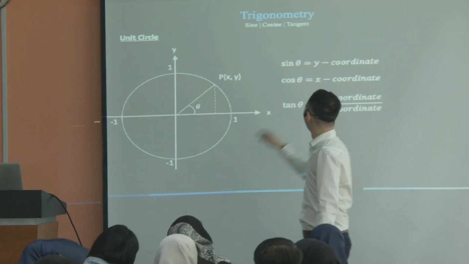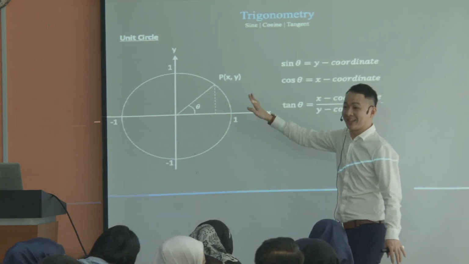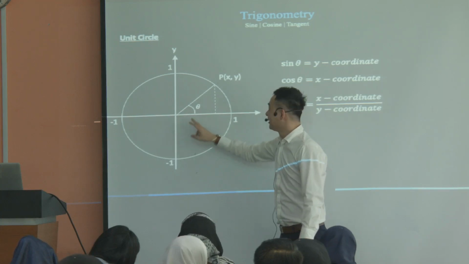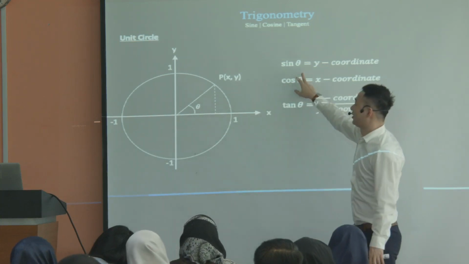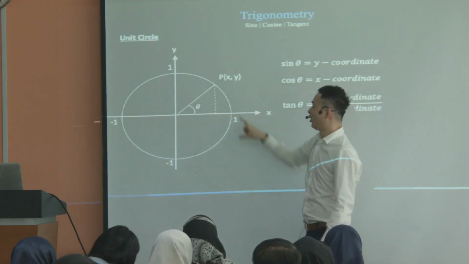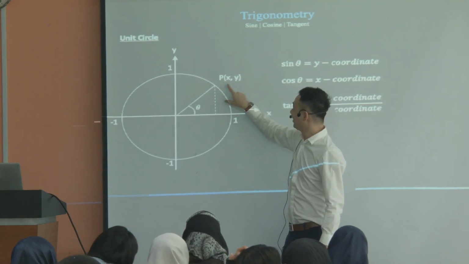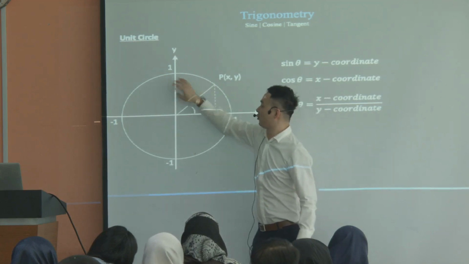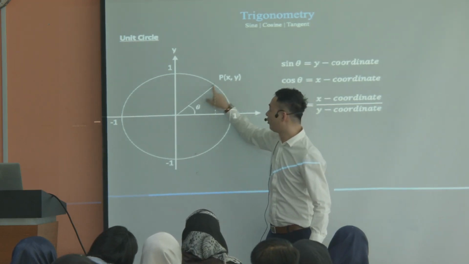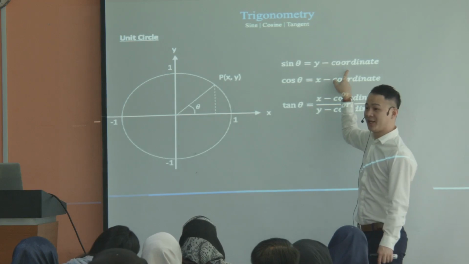So if you want to know sine theta for this example, I use this triangle. Sine is what? O over H, right? What is your O value here? If the point is x, y, this value is y, based on what I read from y. So y over 1 equals the y coordinate.